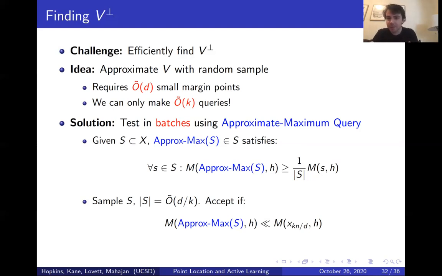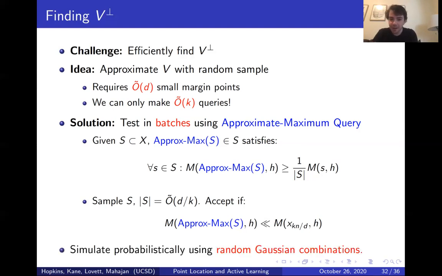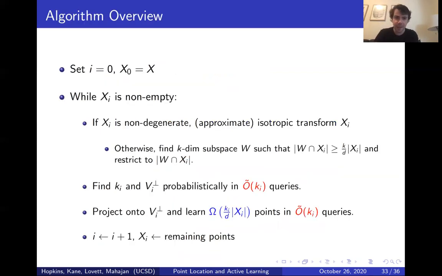Now, of course, there's a problem, which is that we don't come equipped with an approx max query. We're going to have to simulate it. And this is where the probabilistic component of our algorithm actually comes in. We're going to probabilistically simulate approximate maximum by taking random Gaussian combinations of subsets of S and cleverly comparing them to each other. I'm not going to go through the details of it, but you can look in the paper if you're interested. It's not too complicated.